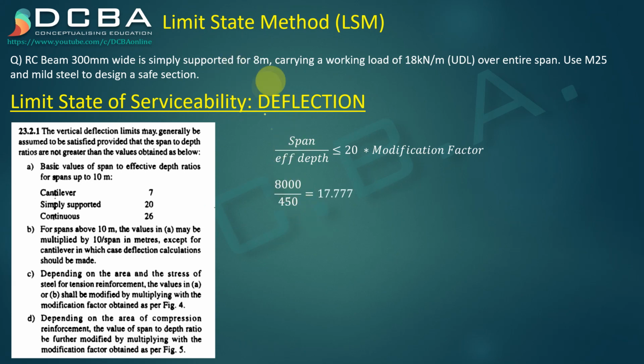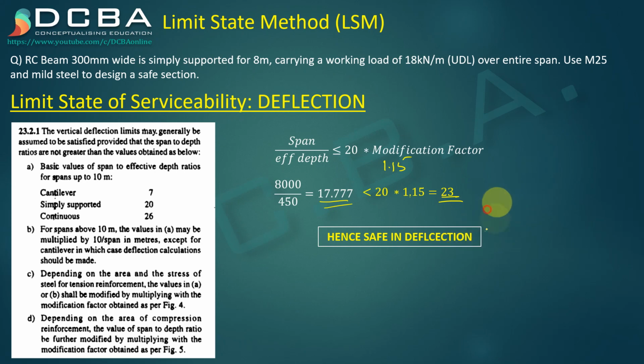Span is how much? 8 meters. We'll have to convert it into mm. 8000 divided by 450, this gives us 17.777. This is less than 20 into 1.15, which is 23. So obviously 17.77 is less than 23, hence our design is safe in deflection. So this was what you had to check for limit state of serviceability.